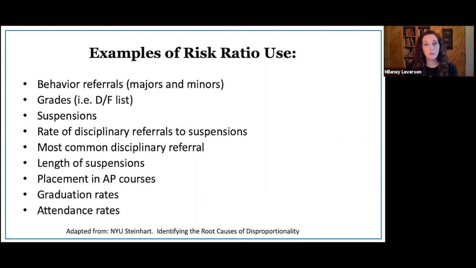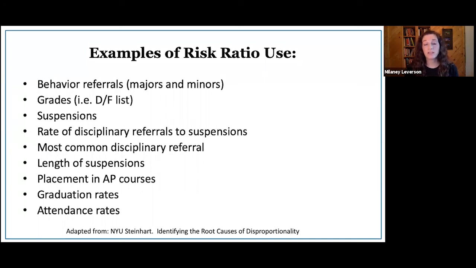So we talk about those patterns on a grand scale, and then what that means for our schools individually and districts. So you can do this for both major behaviors and minors. You can use this type of work for grades, like your likelihood of being on the D or F list. Suspensions, the rate of referrals to suspensions, the most common disciplinary referral, the length of suspensions.